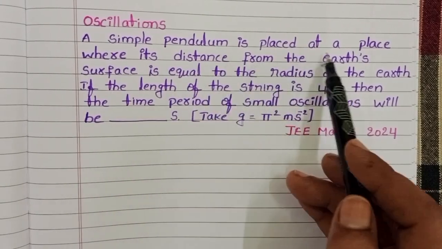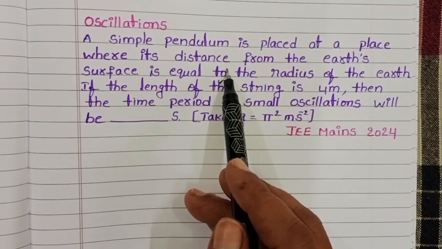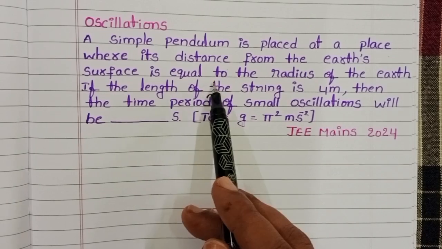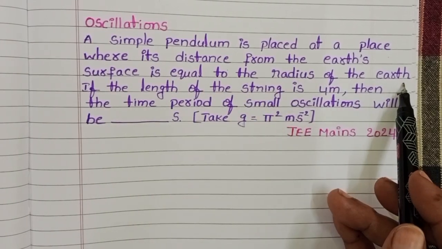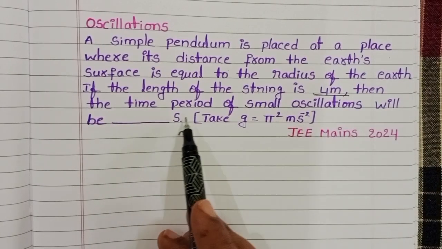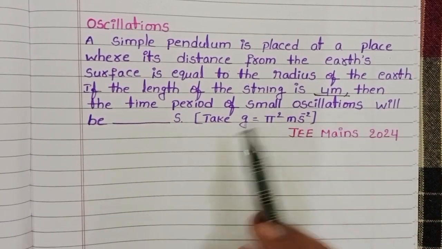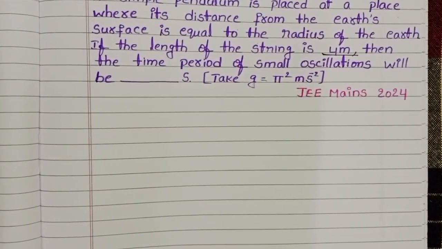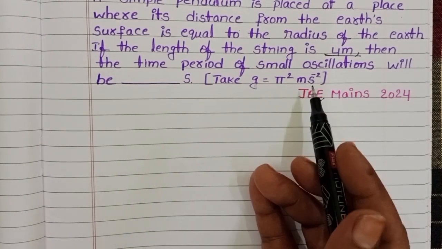A simple pendulum is placed at a place where its distance from the earth surface is equal to the radius of the earth. If the length of the string is 4 meters, then the time period of small oscillations will be. In this question, we have to find out the time period of oscillations.